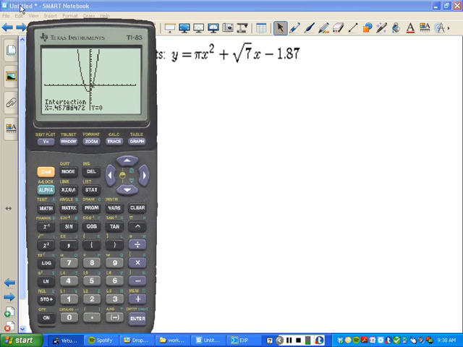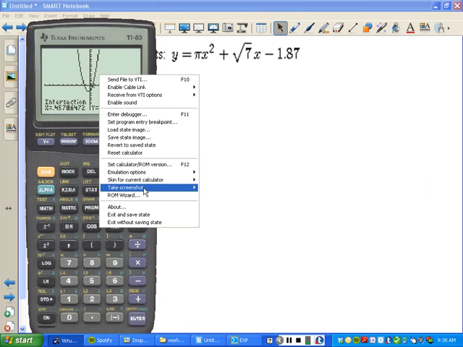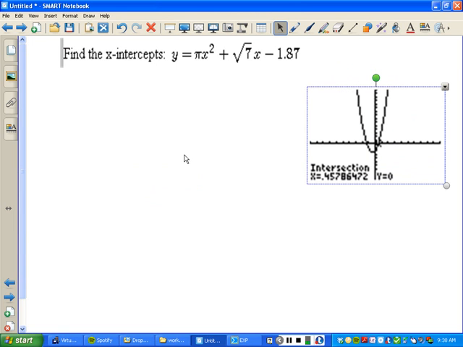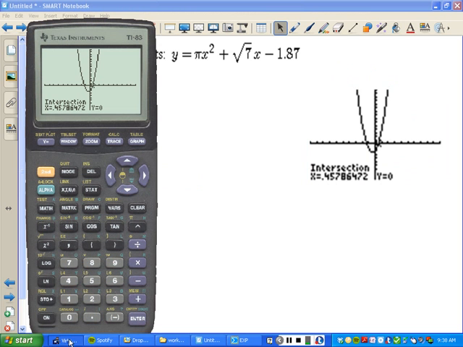Now, that will give you one of them. That'll give you the right-hand side. How do you find the left-hand side? Do it again, second calc intersect, first curve, second curve. Now, don't do it again like that because it'll just give you the same number over again. Okay? Definition of insanity.